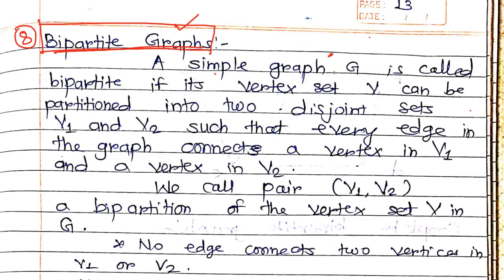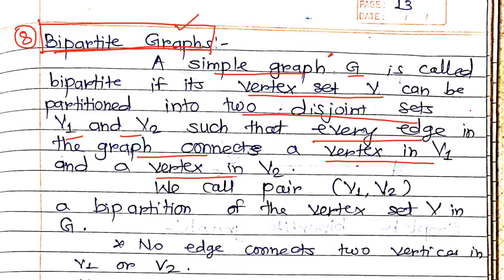A simple graph. You already know the simple graph. A simple graph has at least a single edge between two vertices. A graph G is called bipartite if its vertex set V can be partitioned into two disjoint sets V1 and V2 such that every edge in the graph connects a vertex in V1 and a vertex in V2.